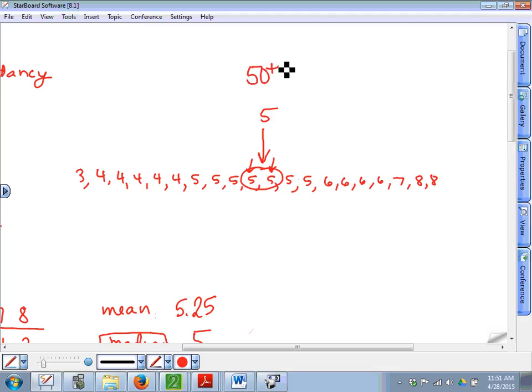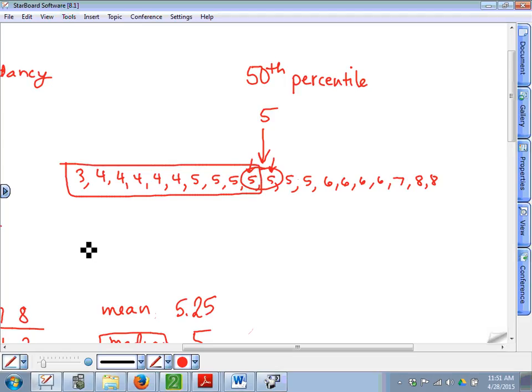So the median is also called the 50th. I want you to write this: 50th percentile. It's right smack dab in the middle, the 50th percentile. So if you wanted to have a number of trees that put you in the 50th percentile of this data, you'd have to have 5 trees. Okay? Now do this for me. Put a box around the lower half of the data, like that. And then put another box around the upper half of the data, like that.